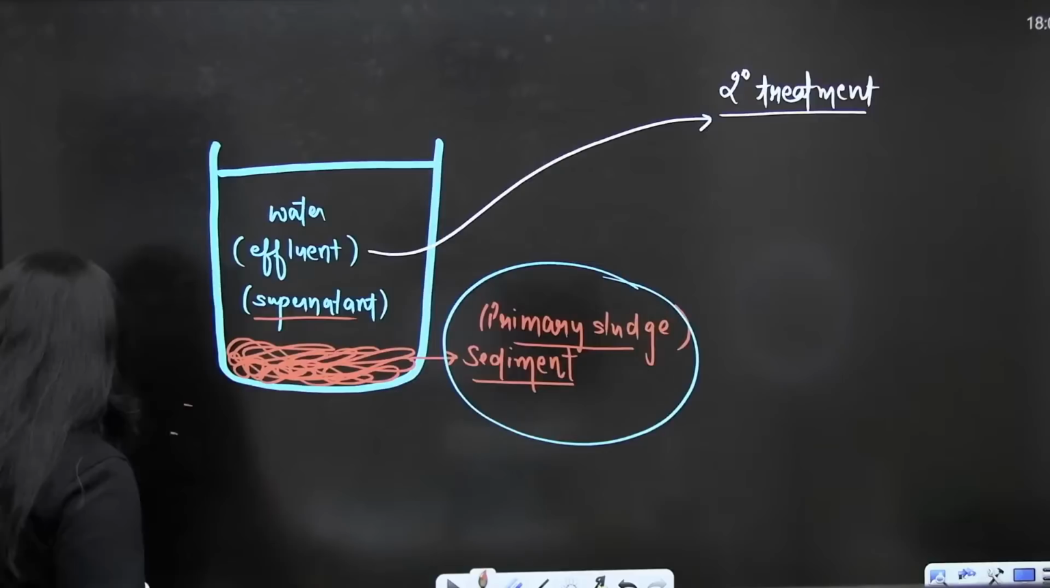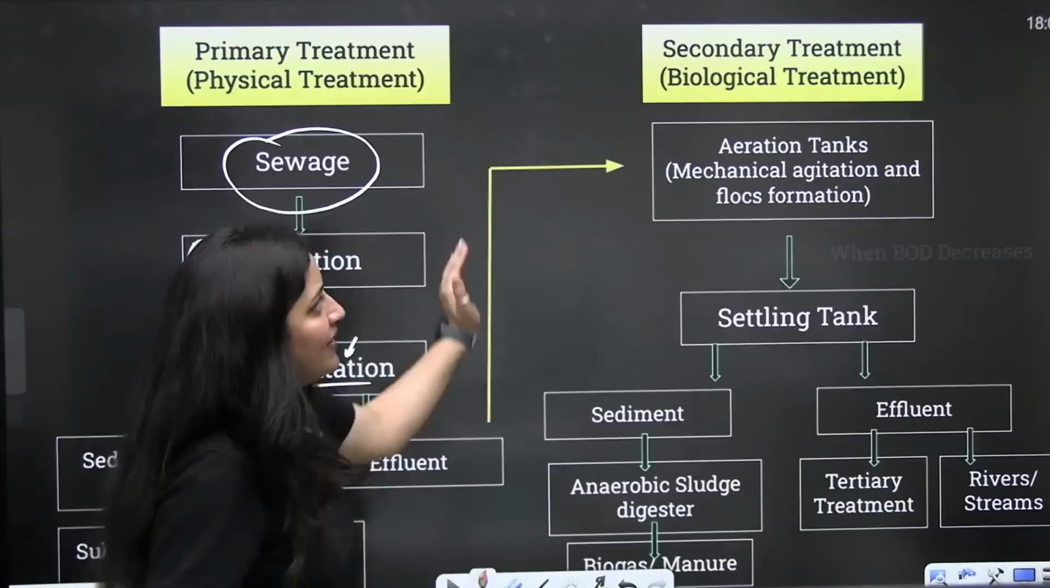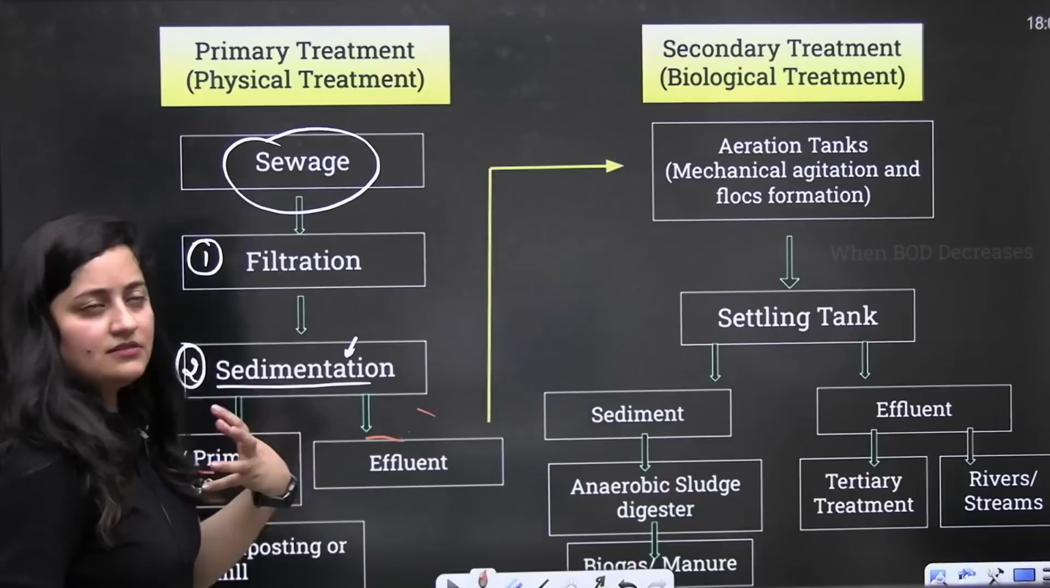So you guys can check it here. Effluent from the primary treatment will pass to the secondary treatment. And here, bachche, this primary sludge or sediment, we can use as compost. We can use it for landfilling.